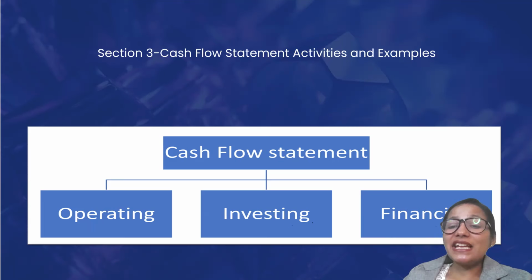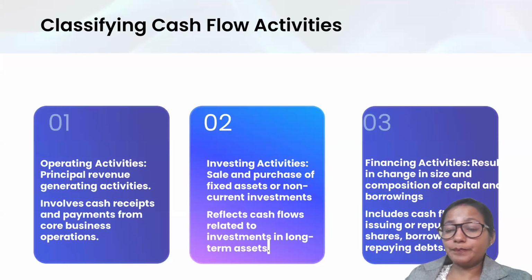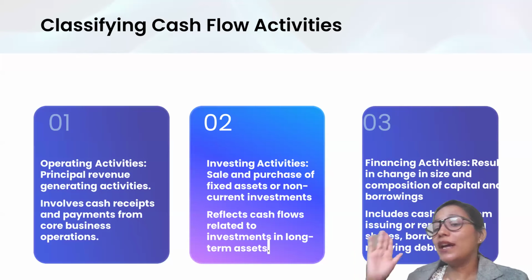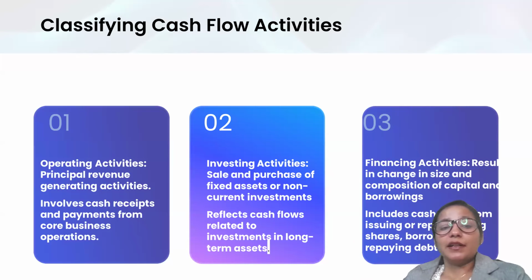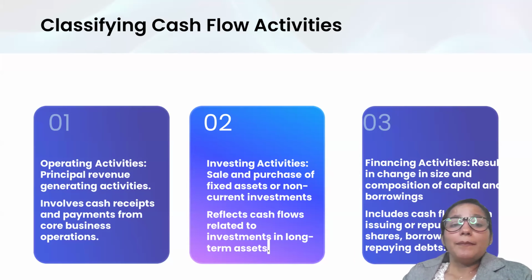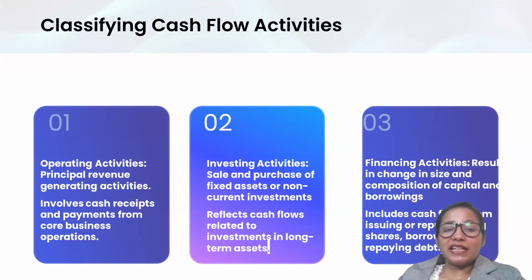Whereas for investing and financing, only one method is applied, so there is no change. For operating activity, we can prepare according to two methods, that we call the direct and indirect methods. Firstly, we'll go through what comes under operating and investing, then we'll go through the direct and indirect methods. Operating activity means principal revenue generating activities, involving cash receipts and cash payments from the core business operations.